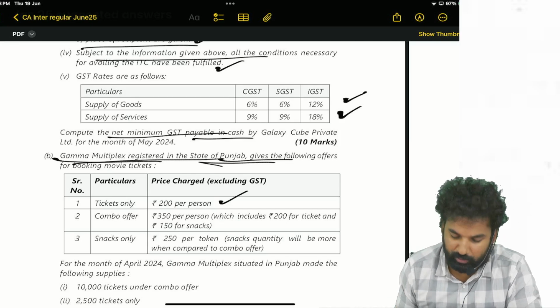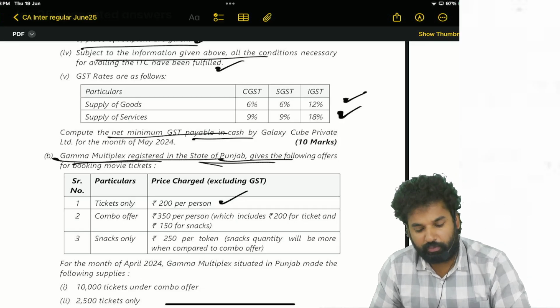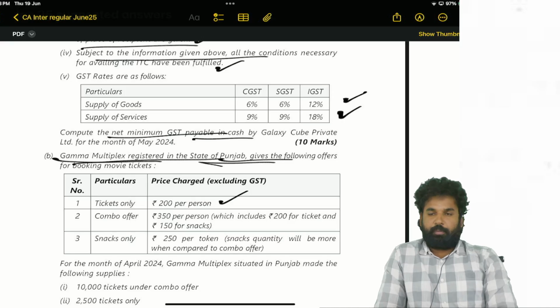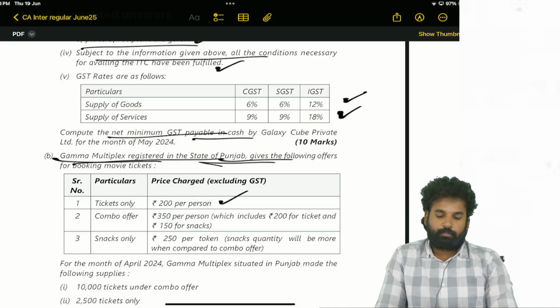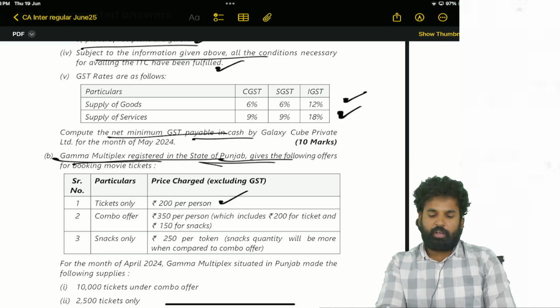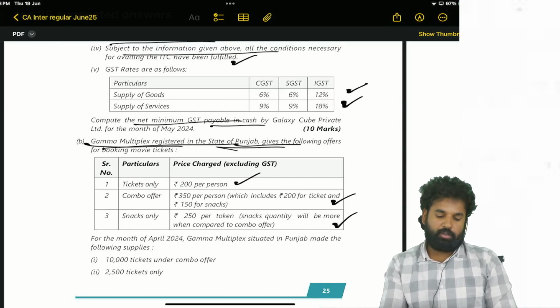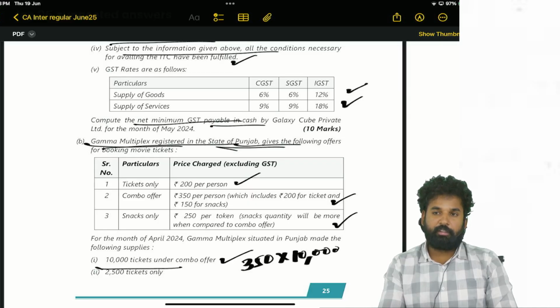So Gamma Multiplex registered in state of Punjab gives the following offers. Only ticket means 200 per person. Combo offer 350 rupees, includes ticket and snacks. Snacks means 250. So if tickets only are provided at 200 per person, what will be the rate? The rate of GST for movie tickets. If the combo offer is taken, the rate for movie tickets applies, since the principal supply is movie. If snacks are taken alone, restaurant and catering services rate has to be applied. They are telling that 10,000 tickets under combo offer. That means what is the value? 350 into 10,000. Correct? That is the value.